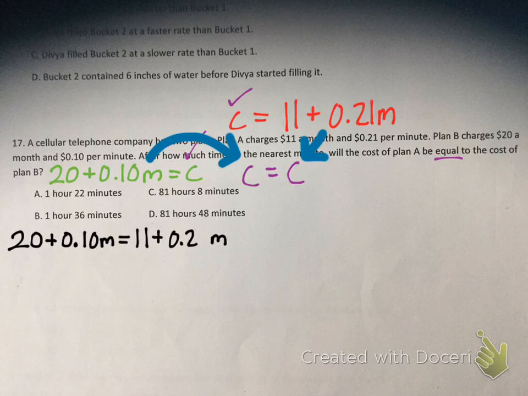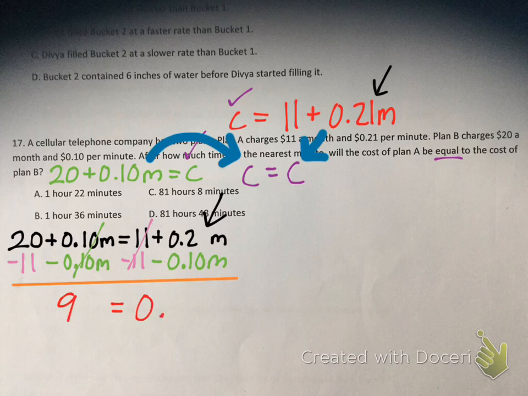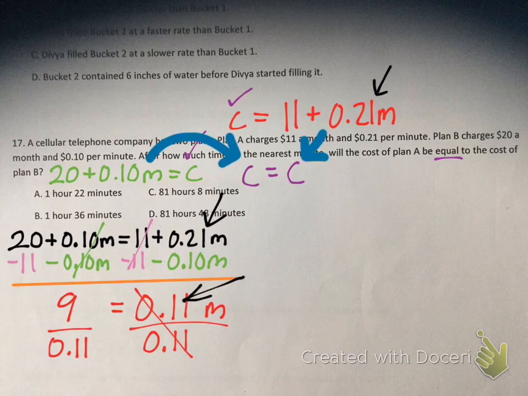You'll notice right here that there is a blank spot where the 1 should have been drawn, but I had to erase it and edit the video, so I'm just going to play the rest of the problem working out, and then the 1 will fill back in. Subtract 11 from both sides, subtract 0.10m from both sides. 20 minus 11 becomes 9, and 0.21 minus 0.10 becomes 0.11. Then when you divide both sides by 0.11, 9 divided by 0.11 leaves you with 81.81 repeating minutes.